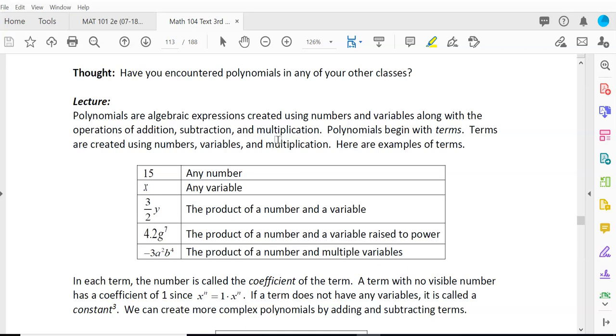and other stuff. So you can see here that polynomials are algebraic expressions that are created by using numbers and variables. So any number by itself is a polynomial, any variable, any number times a variable, any number times a variable to a power, or we can even have multiple variables, okay? Now, each one of these is a single term. And what you can do is you can add and subtract terms to make a more complex polynomial, all right?